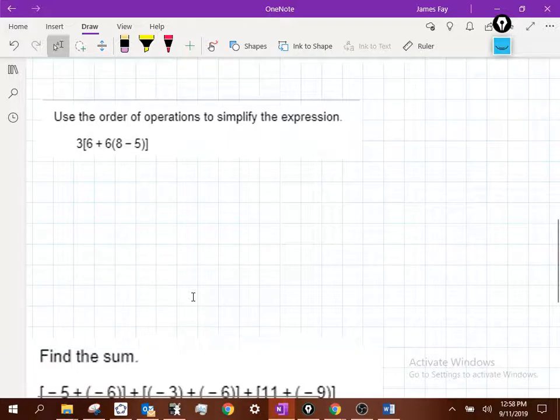This one, we've seen this one several times in a couple assignments, but we still get 4 or 5 people on each assignment to miss it, so I want to make sure we talk about this one. Again, order of operations.